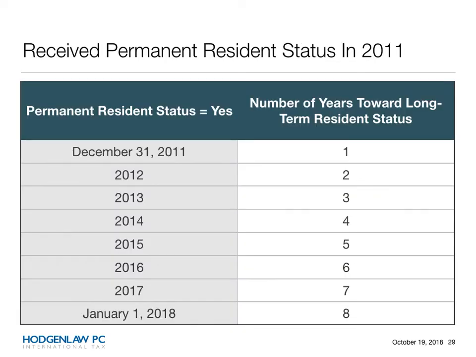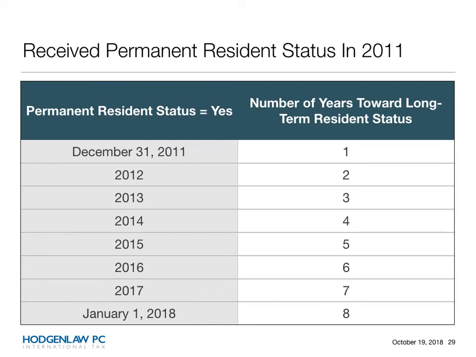So let's look at this. Assume that you get your green card status on December 31, 2011. You had it for a day. In 2011, you had this status. So you toggle 1 towards your magic 8 that you're counting. And then 12, 13, 14, 15, 16, 17, you stay in the United States the whole time. So these years count. And on January 1, 2018, you are a lawful permanent resident in the tax year of 2018. So now you have the magic 8 years.